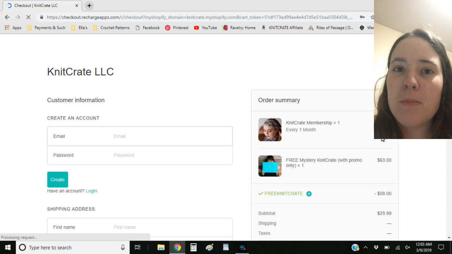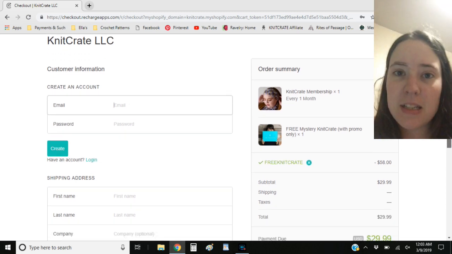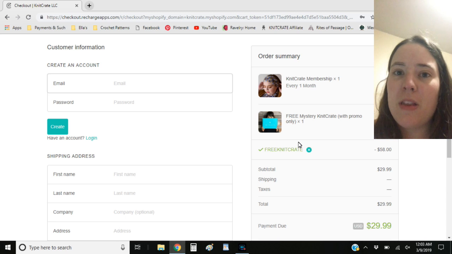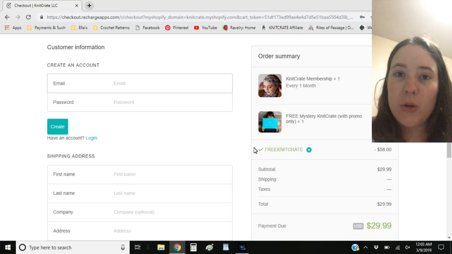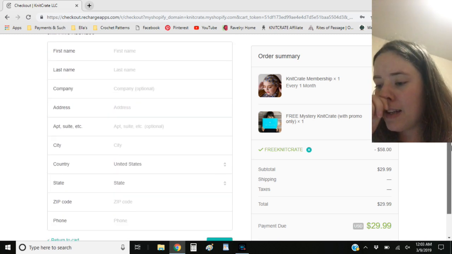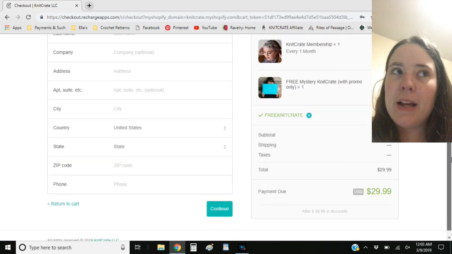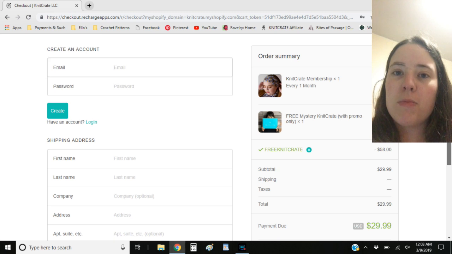If you subscribe to the March Knit Crate, you will get a free Knit Crate from the past. It's a mystery one, so it doesn't say which one you're going to get, but it's going to be one of the older Knit Crates that's valued at $63. So you get two skeins of yarn and the magazine with the patterns in it. And so that's pretty cool. That's a great deal. So you end up paying only $29 for two crates.